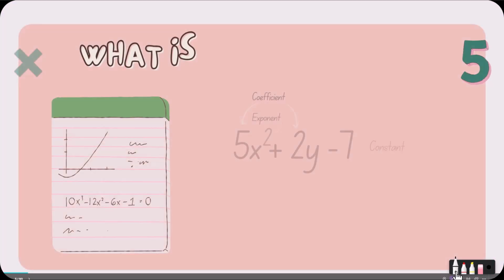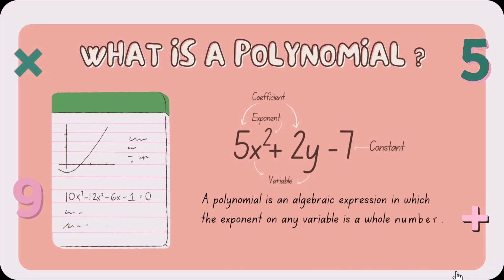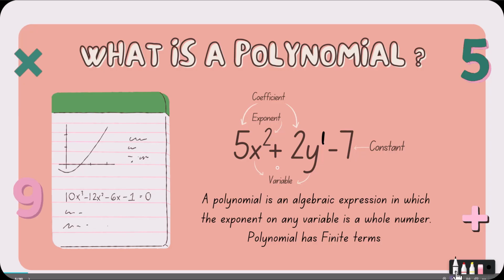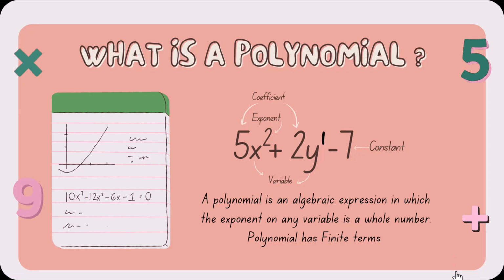So what is a polynomial? A polynomial is an algebraic expression in which the exponent on any variable is a whole number. Any variable, it should be a whole number. Look at this question, 5x squared plus 2y minus 7. Is this a polynomial? Yes. Why? Because x's exponent is 2, and y's exponent is 1, correct? So by this logic, this is a polynomial.